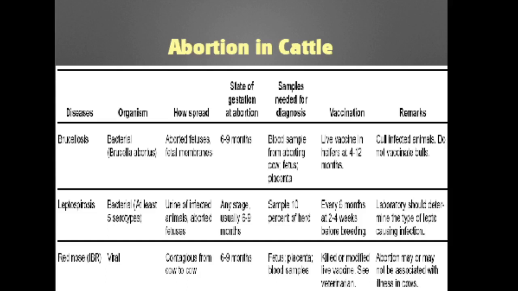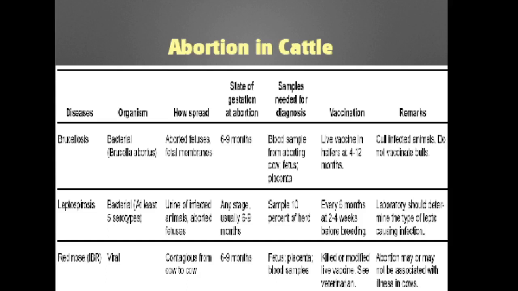With leptospirosis, it's also bacterial and it's spread by the urine of infected animals and aborted fetuses. The abortion occurs at any stage, but usually 6 to 9 months. To diagnose it, we need to sample about 10% of the herd, and then vaccination is every 6 months, 2 to 4 weeks before breeding. The laboratory should be able to determine the serotype of the leptospira causing the infection.